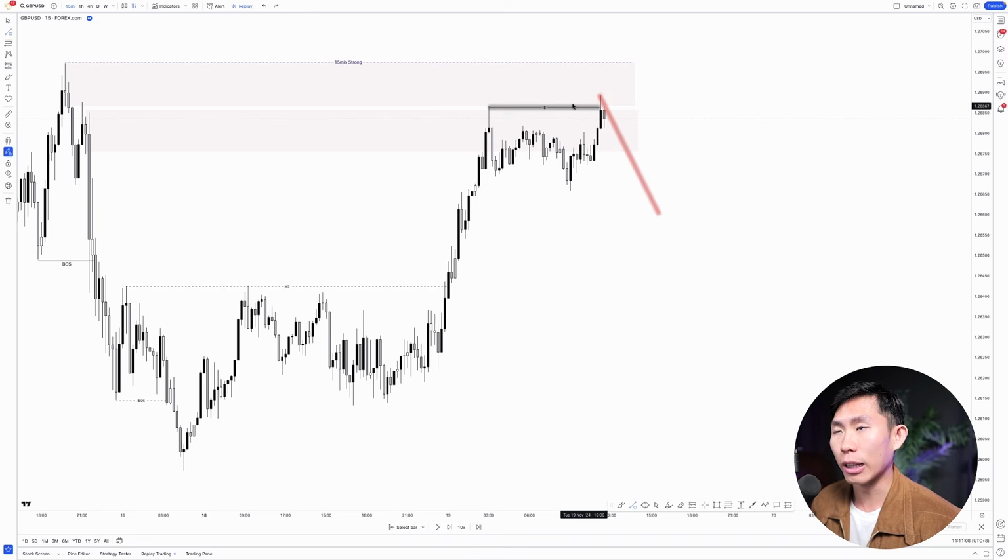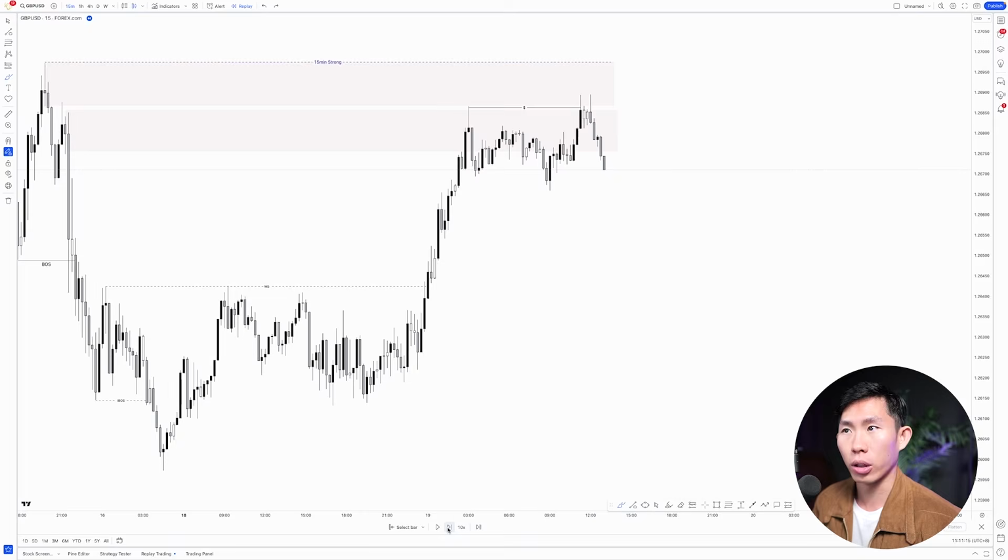But in order for this liquidity sweep to be valid, it needs to create a sharp V-shaped reaction just like this. So I'm waiting for that still, right? I'm not entering yet. You can see a very sharp V-shaped reaction, right? Very, very nice.